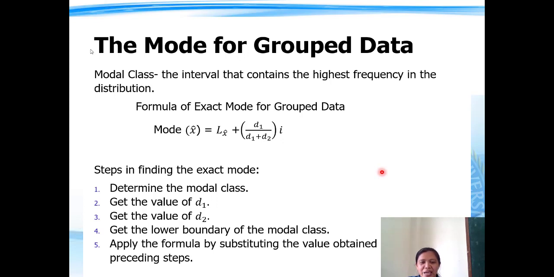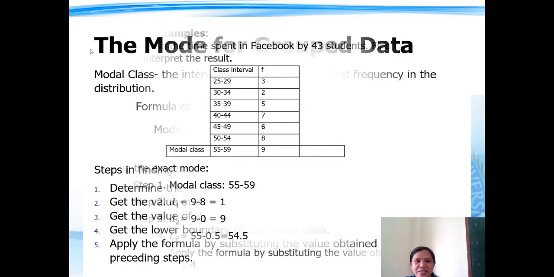Steps in finding the exact mode. First, we determine the modal class, the one with the highest frequency. Then get the value of d sub 1, get the value of d sub 2, and get the lower boundary of the modal class. And then apply the formula, substituting the values obtained in the preceding steps.